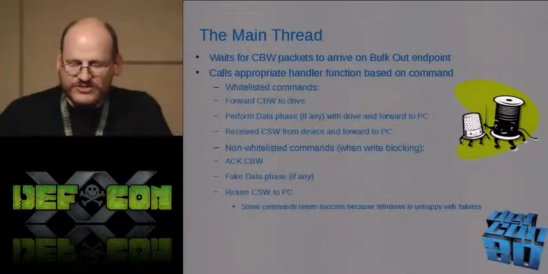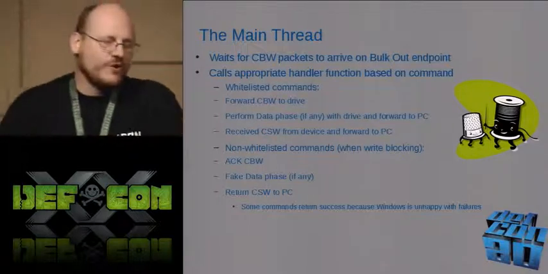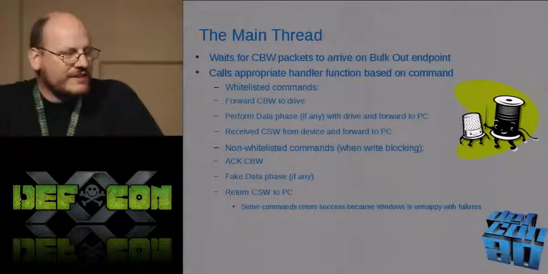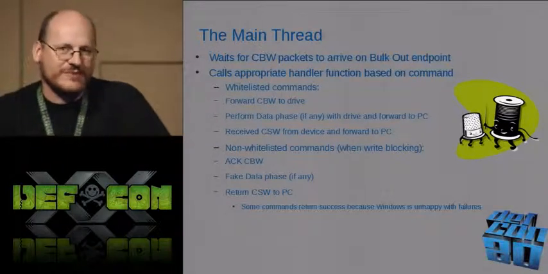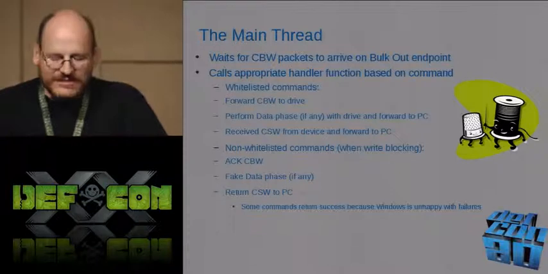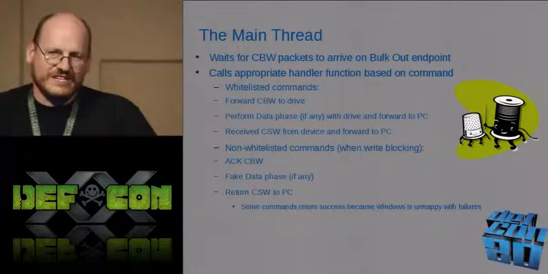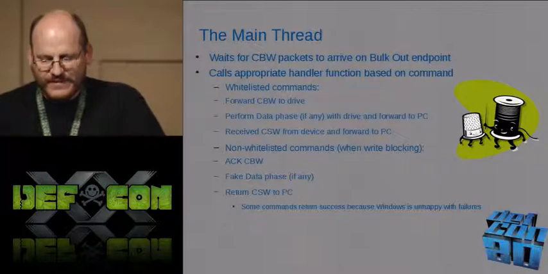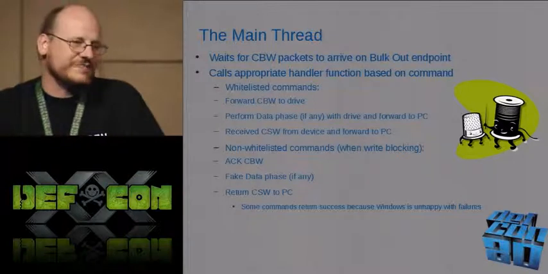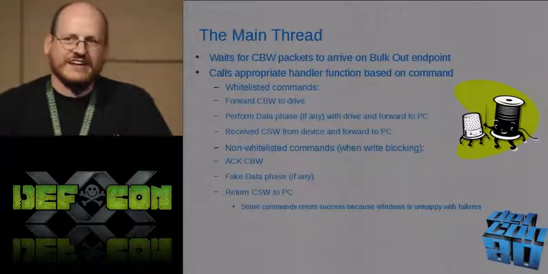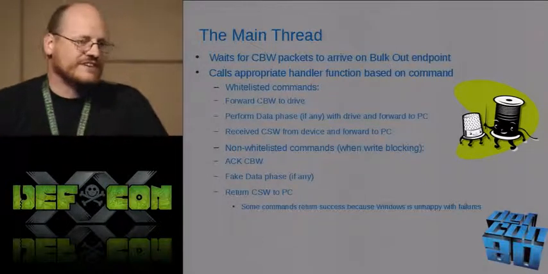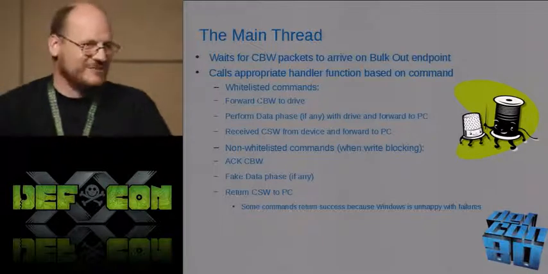All right. So the main thread sits around, waits for packets to come in. If it's a whitelisted command, it forwards it on. It forwards on things like command block wrappers, performs the data transport phase, does a little man-in-the-middle action, and does the CSW passing. If you're write blocking, if there are non-whitelisted commands, it just says, hey, yeah, I got your command. And then it does any sort of data transport phase, and then it says, you're good, it worked, all right?